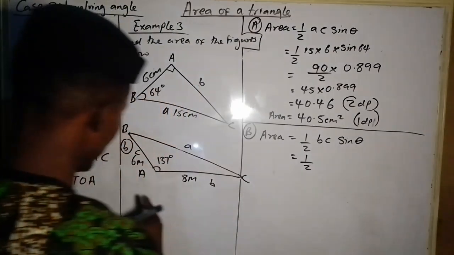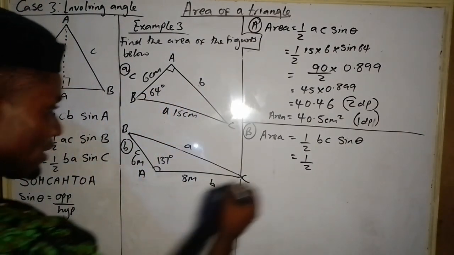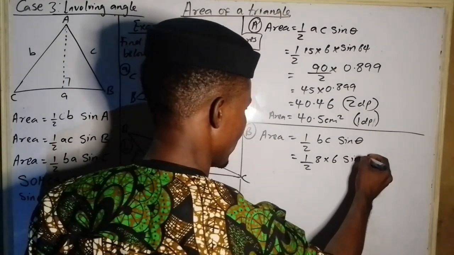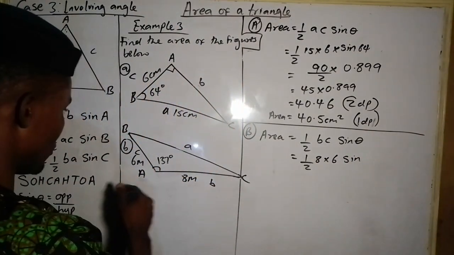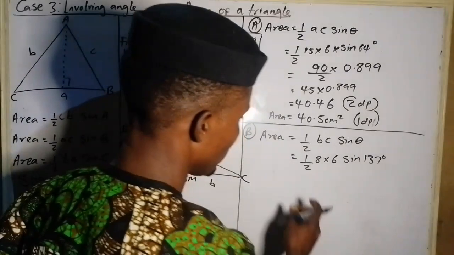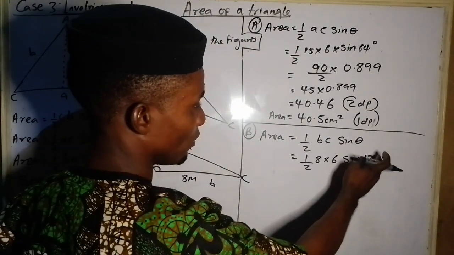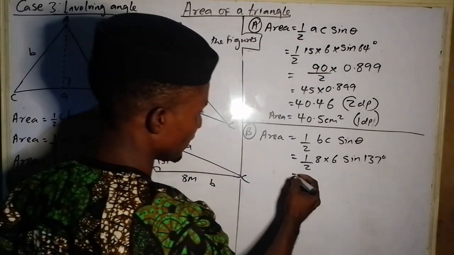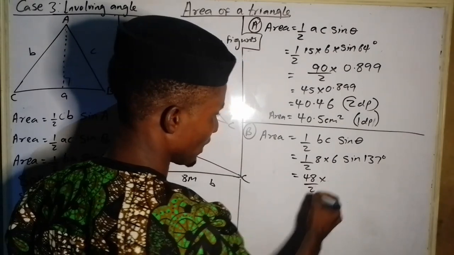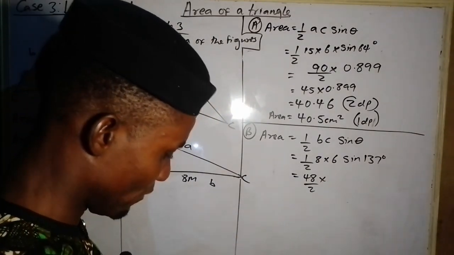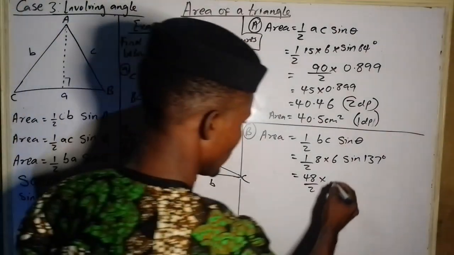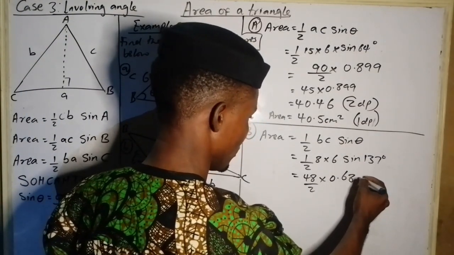So 1 over 2, what is B? Side B is 8 times side C is 6. Sine, what is sine given to us? Sine 137 degrees. So we're having 1 over 2, 8 times 6 sine 137 degrees. So what is 8 times 6? 8 times 6 is going to give us 48 divided by 2 times sine 137. Sine 137 is going to give us 0.682.